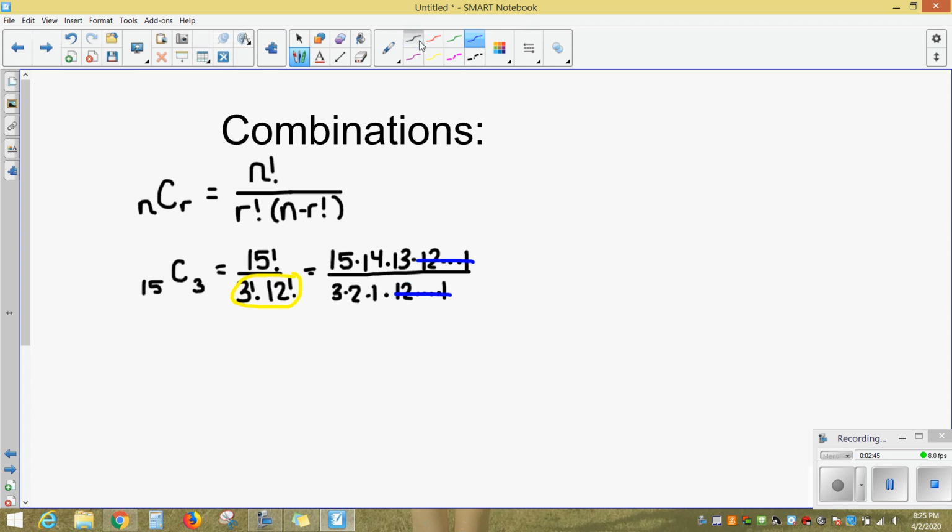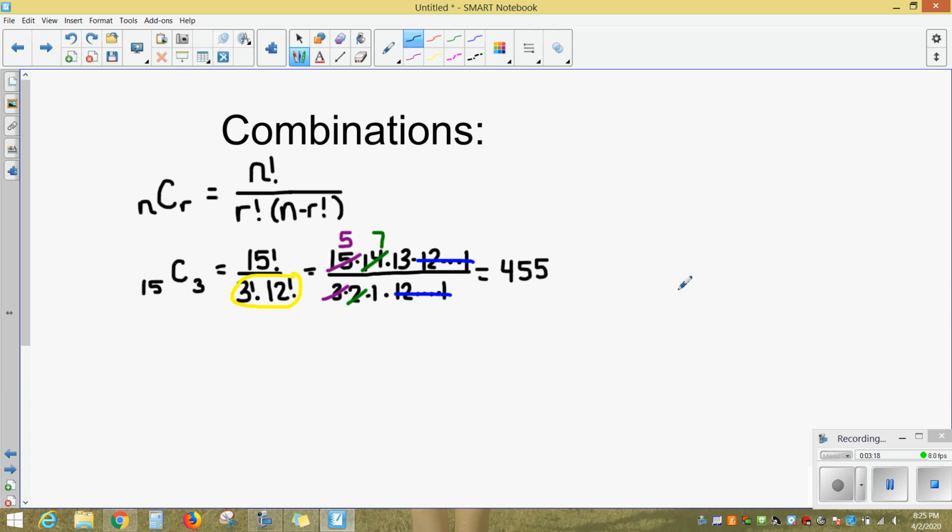Now, when we're doing these combinations, you're always going to get an integer value, meaning you're never going to get a decimal or a fraction out of this. 15 over 3 is 5. 14 over 2 is 7. And so really all we have here is 5 times 7 times 13, which is 455 ways of doing that. I can make 455 groups of 3 out of our class.